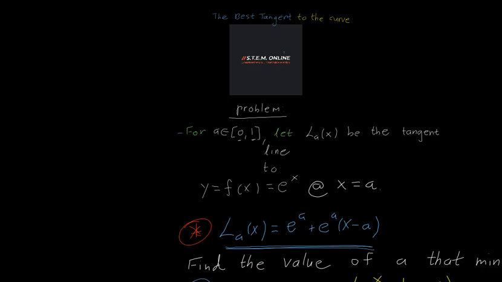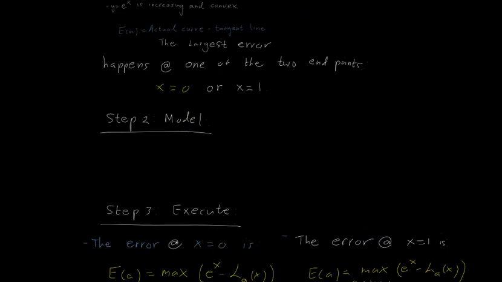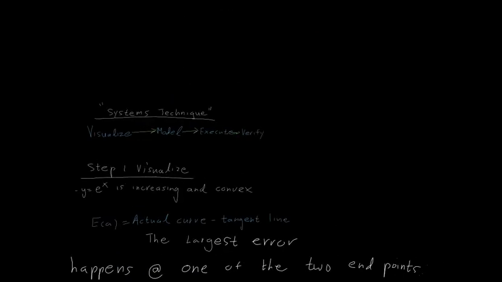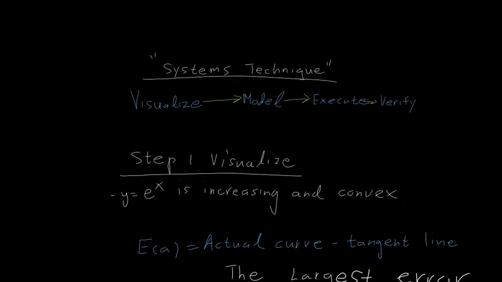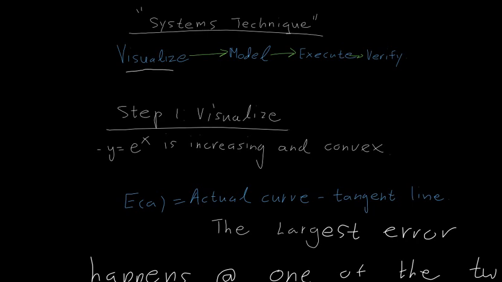Okay, so last thing I want to mention is the full system. The full system was visualize, right? Again, my method for attacking hard problems. Visualize, with where e to the x is convex, so the tangent line lies below the curve. Then you want to model.